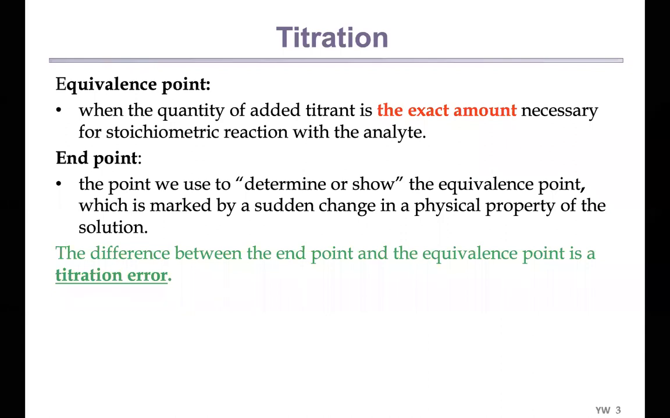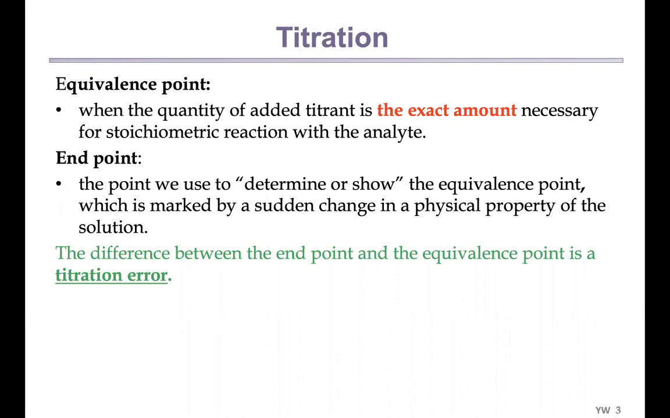But the other question I'm asking is, when you're using an indicator that changes color at a higher pH than your equivalence point, is that a systematic error or a random error? It'd be systematic, right? Systematic because it has to do with the strip itself. Yeah. Yes, that's right. So that part is a systematic error.